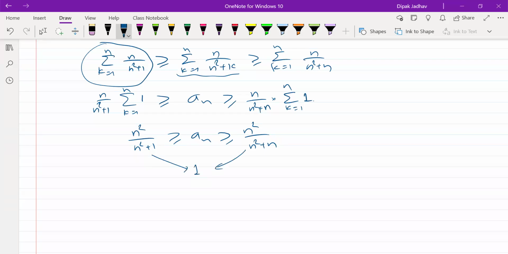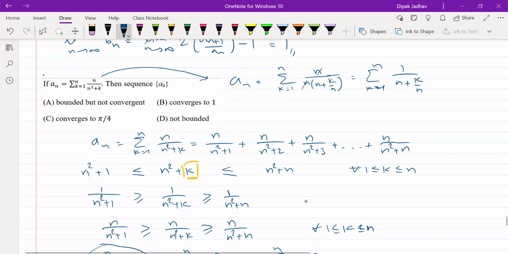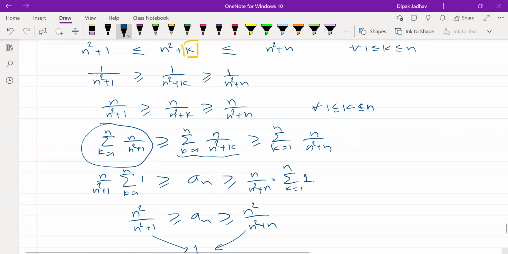So it is an observation. Both the extreme sequences go to 1. So by squeeze theorem, an is convergent and converges to 1. So we got a correct option. What is that correct option? B. Is it okay? Observe this. So sometimes inequalities you need to observe and then we can get the answer.